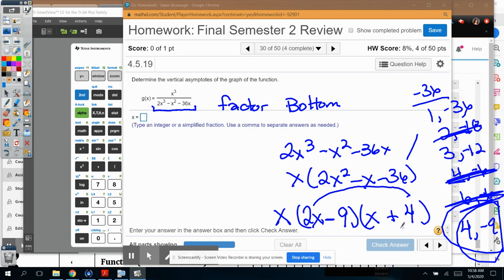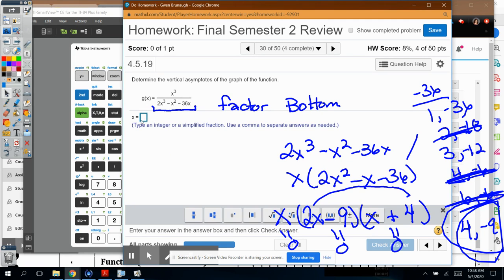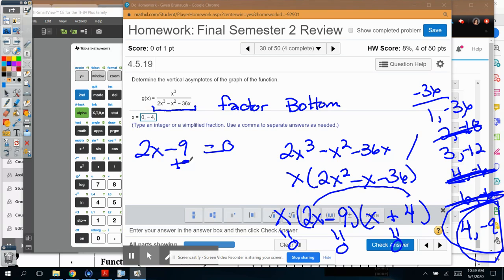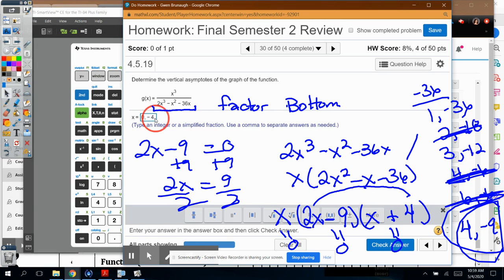Negative 9, positive 8. So once you factor, you set each piece equal to 0, and that's where your asymptotes are. Two of them are easy. That was hard to factor. Which is 0, negative 4. And then this one, 2x minus 9 equals 0. You would have to add the 9 and divide by 2. So 2x equals 9, divide by 2, that is 9 over 2.